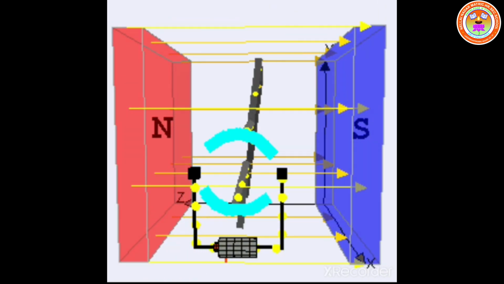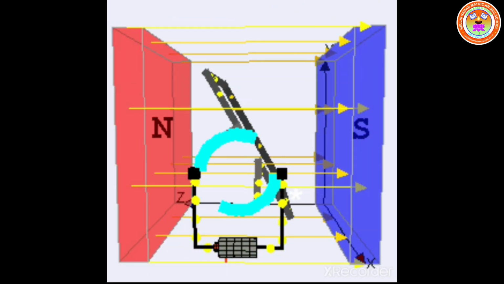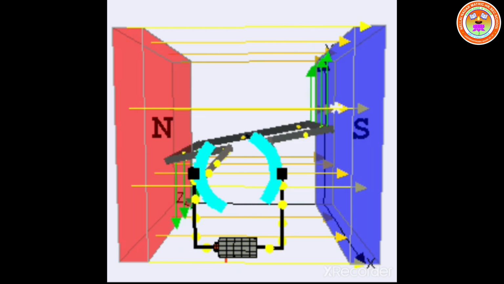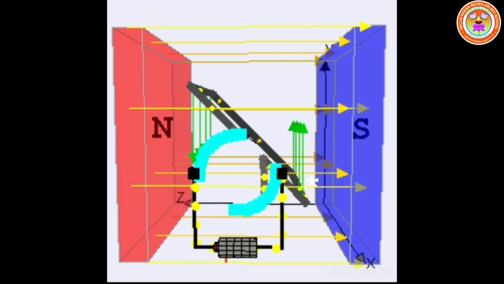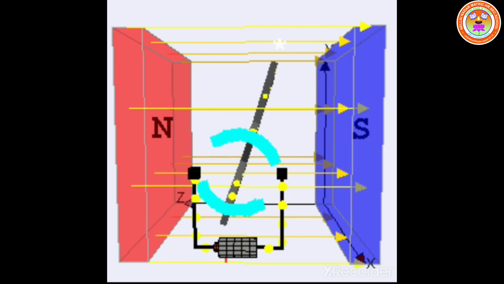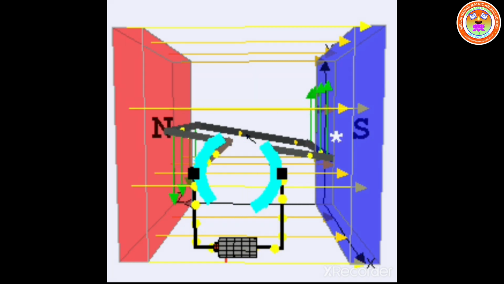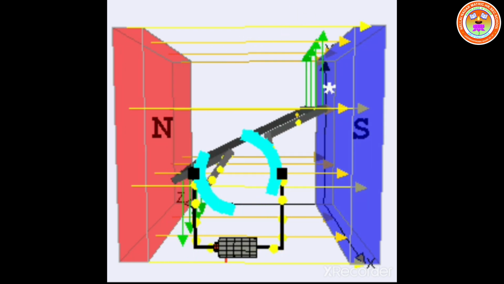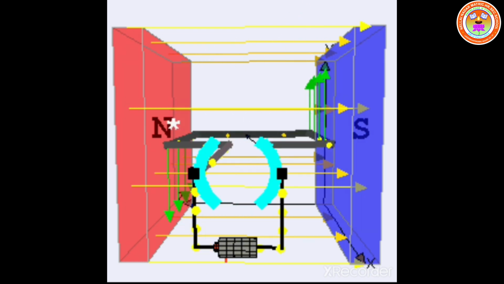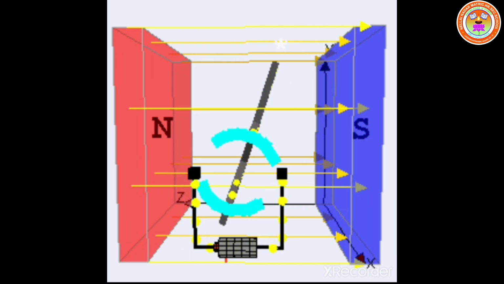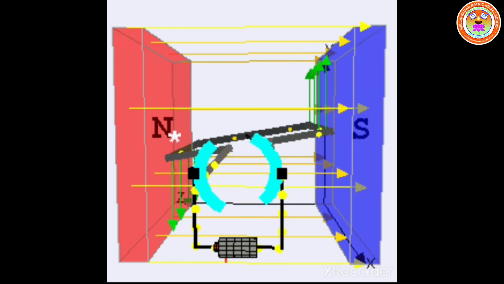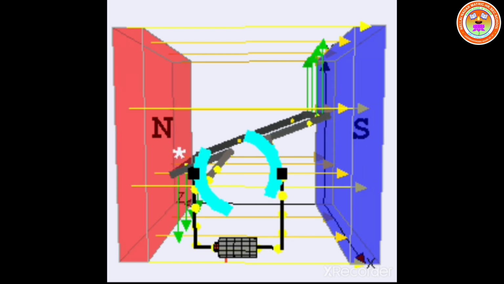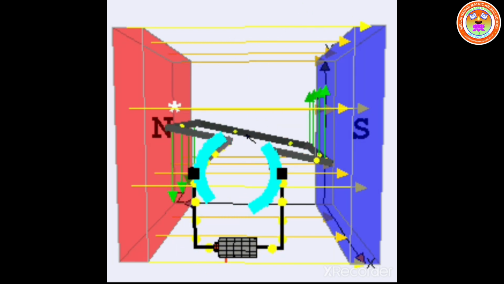Now let me show this diagram. It shows a DC generator, because here we have used a split ring. Slip is different from split, S-P-L-I-T. So here we have used a split ring type of commutator. To get a direct current, a split ring type of commutator must be used. Have you understood, students? Slip ring for AC generator, split ring for DC generator.